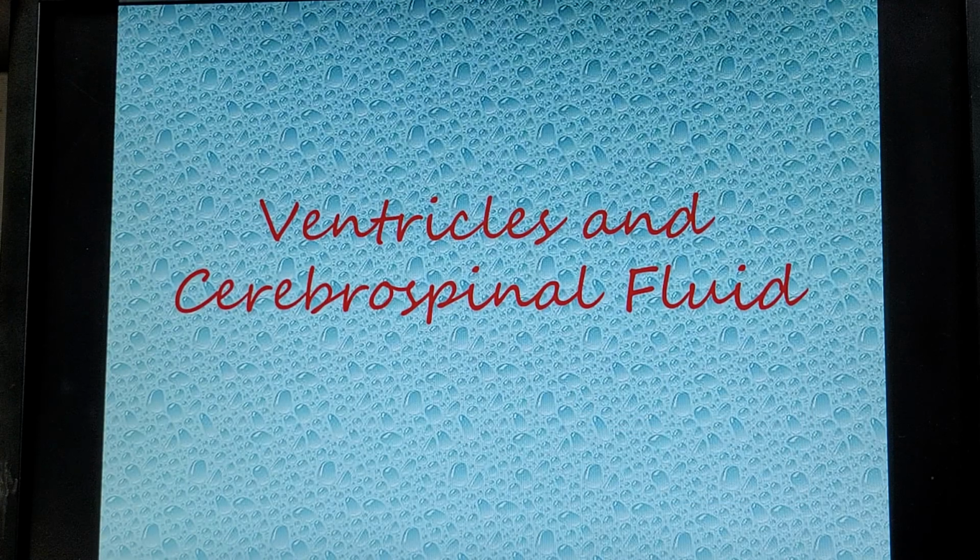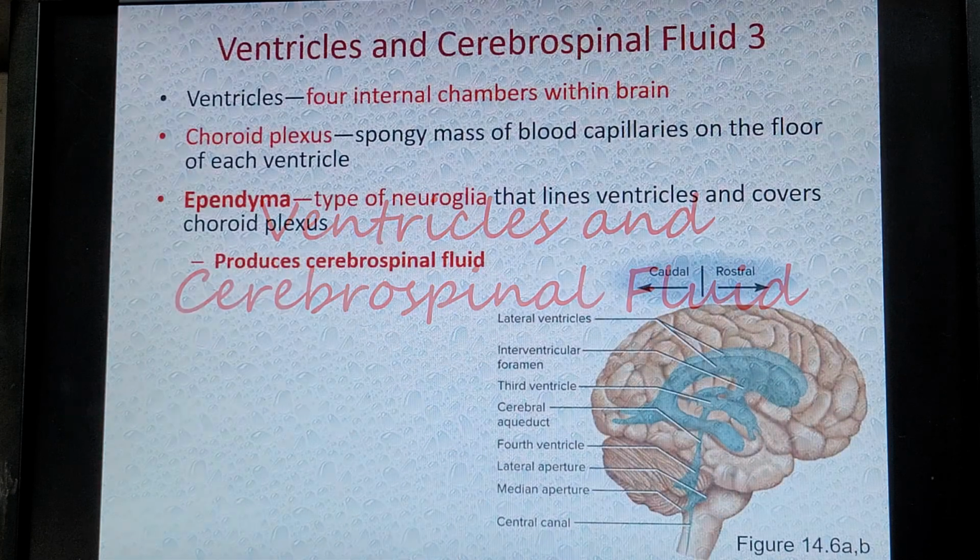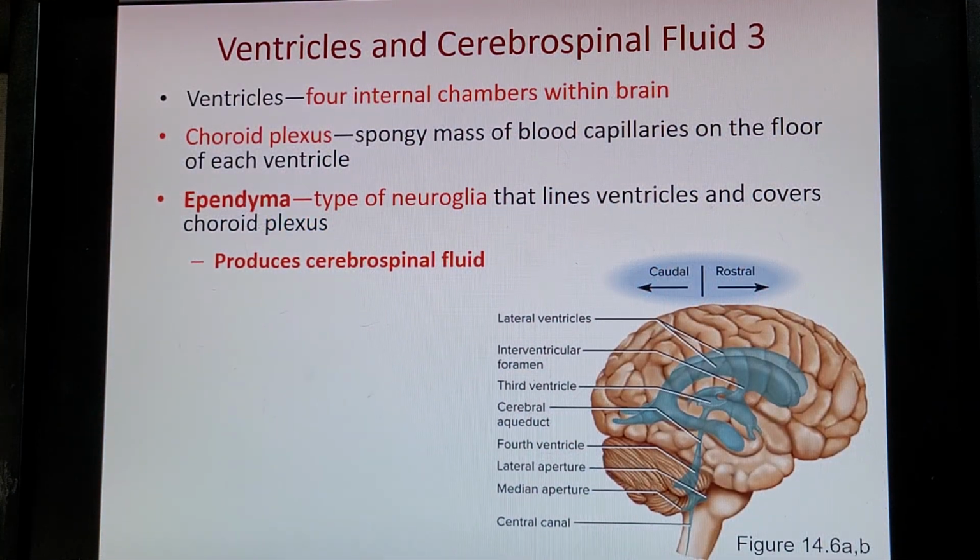Let's look at these ventricles. So these are chambers inside your brain, and that is where our cerebrospinal fluid is created. So our ventricles are 4 internal chambers. At the bottom of each ventricle, we have the choroid plexus. So there's a bunch of blood capillaries that are creating this choroid plexus that's at the bottom of the ventricles. Inside that area, we also have our ependymal cells, or ependyma, which is a type of neuroglia, helper neuron type of cell, so our helper nervous system cell. So it's those cells that are actually going to produce the cerebrospinal fluid.